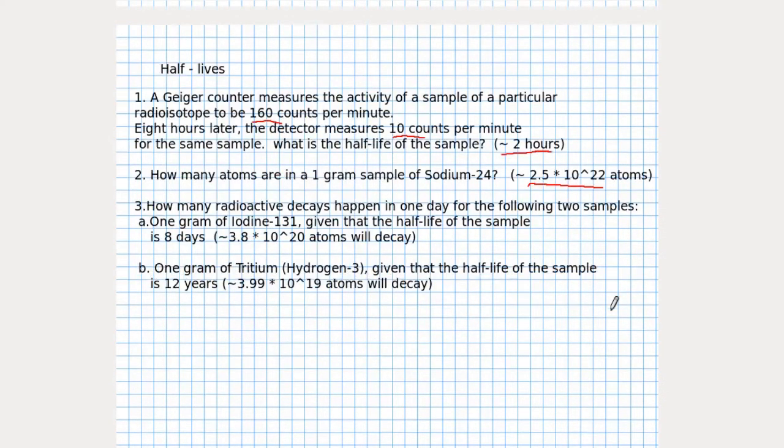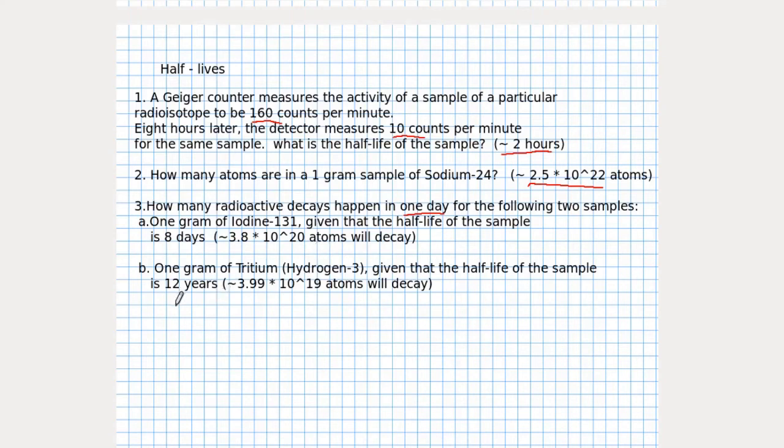Okay, and then the last question in 2 parts. How many radioactive decays will happen in 1 day for the following 2 samples? So you've got a gram of iodine-131. You're going to need to find out how many atoms that is using the same process that you did for number 2. Given that the half-life of the sample is 8 days, that means after 8 days, half of that sample will have been turned into something that's not radioactive. And it turns out that in 1 day, 3.8 times 10 to the 20 atoms will decay. That's a huge number that will decay, and it's not even half of them.